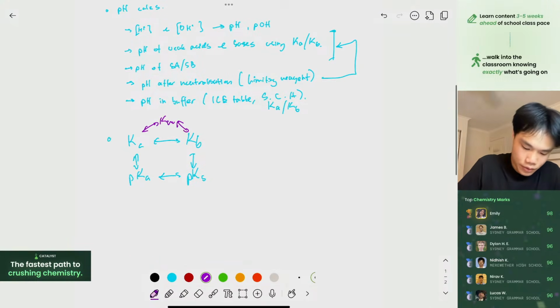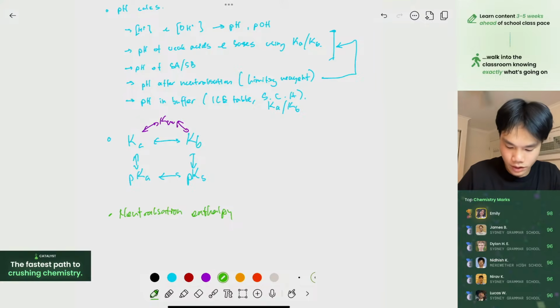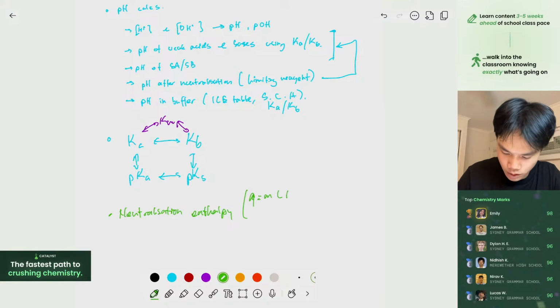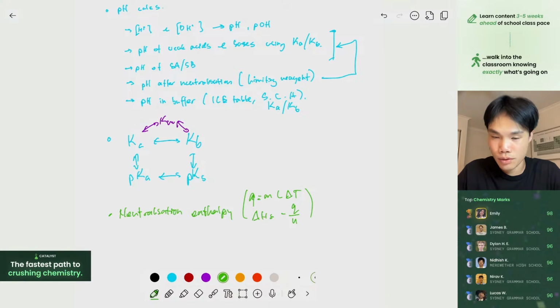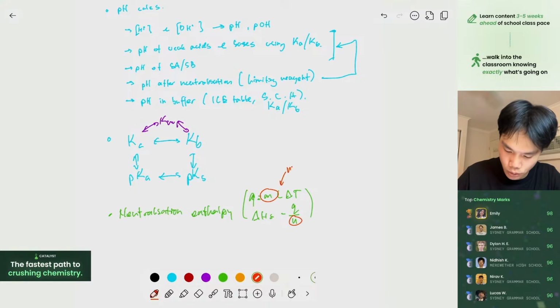Then you have neutralization enthalpy. These are questions where you're essentially using Q equals MC delta T, and delta H equals negative Q on n, to find temperature changes in neutralization, heat capacity constants, and the enthalpy of neutralization. Keep in mind the difference between this n and this m, the most common mistake there, and also your units on C. Catalyst students should be all over this, it's all through the notes.